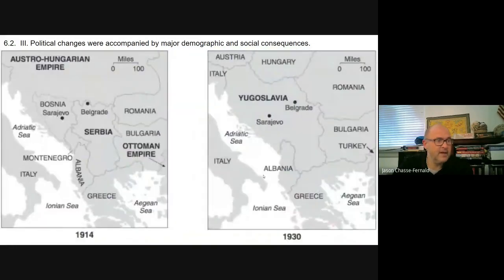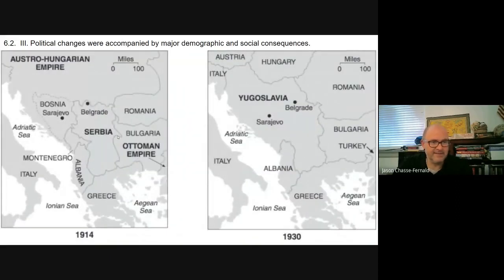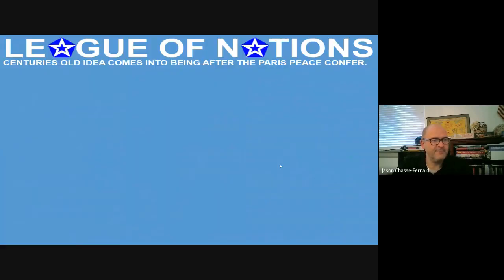All right. So just kind of looking at the map, you can see where the change happens. And specifically what happens here in Yugoslavia. Just a different portrayal of that.